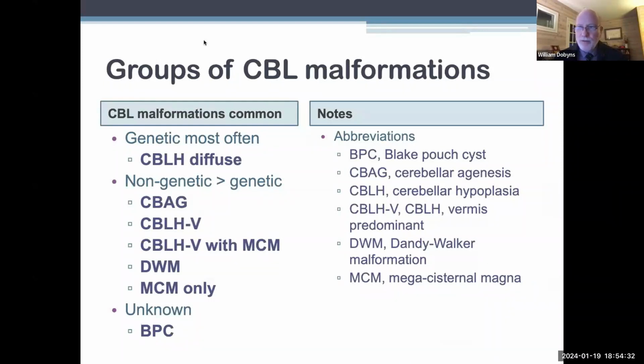So what we found then was that when you see diffuse cerebellar hypoplasia, it is often genetic. Perhaps the most common gene for this would be the CASK gene, but there are many others. The next 5 of them can all be associated with genetic abnormalities, but the diagnostic rate is low. And importantly, these are the most common cerebellar malformations seen both prenatally and postnatally. We have no idea what the genetic causes of Blake's pouch cyst are at this point.